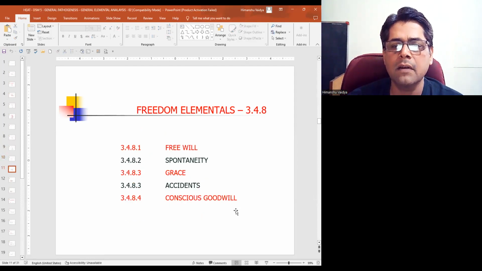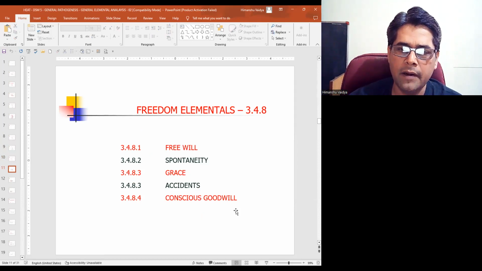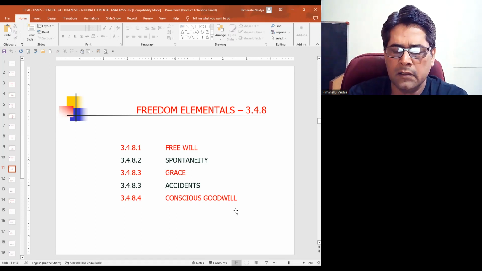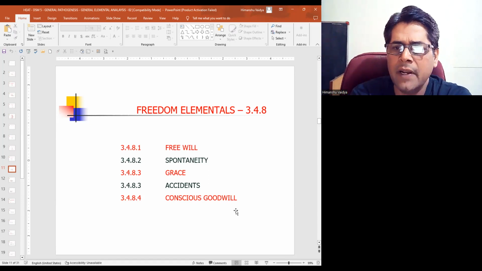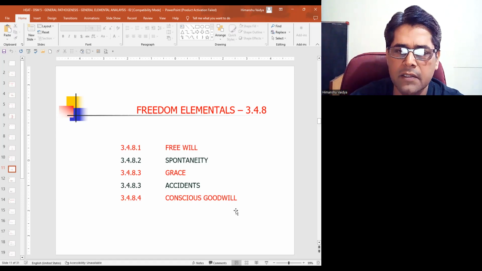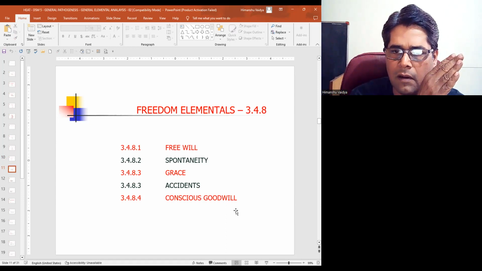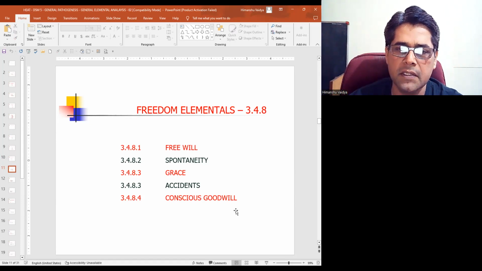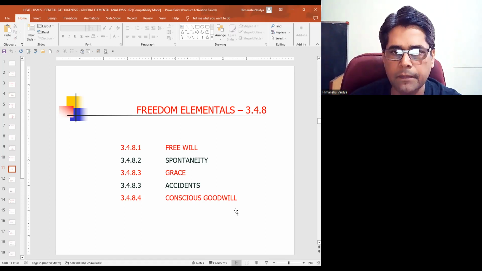Freedom elementals are those elementals which are free from the karmic thing, which are based upon free will, spontaneity. At times, grace happens. At times, the conscious goodwill of somebody works. And these are the elementals which are free from the inevitably flowing scientific processes, even born out of karma.